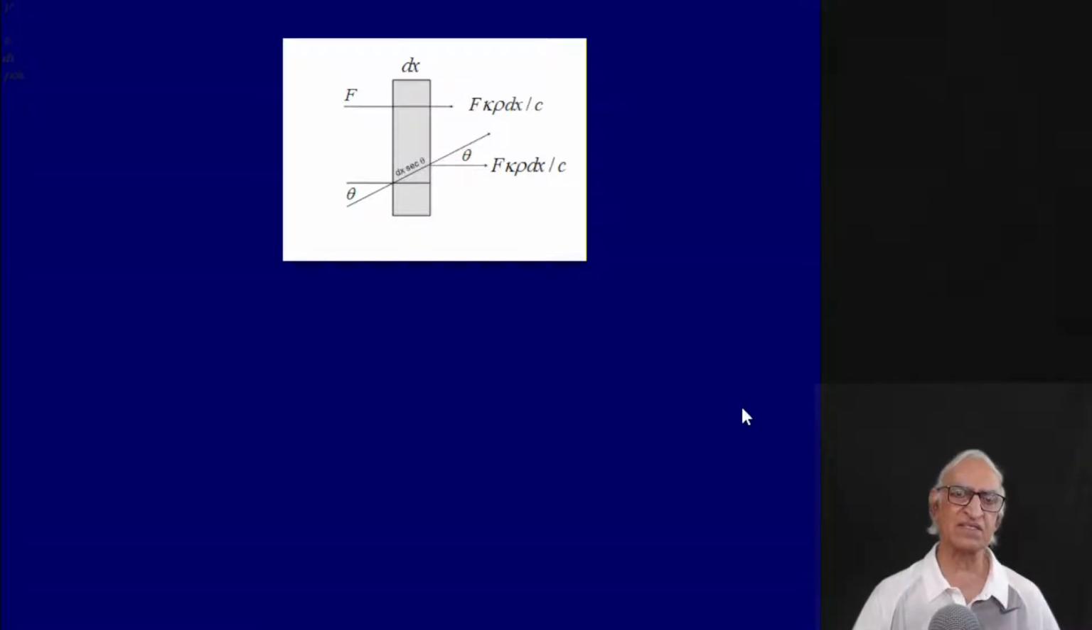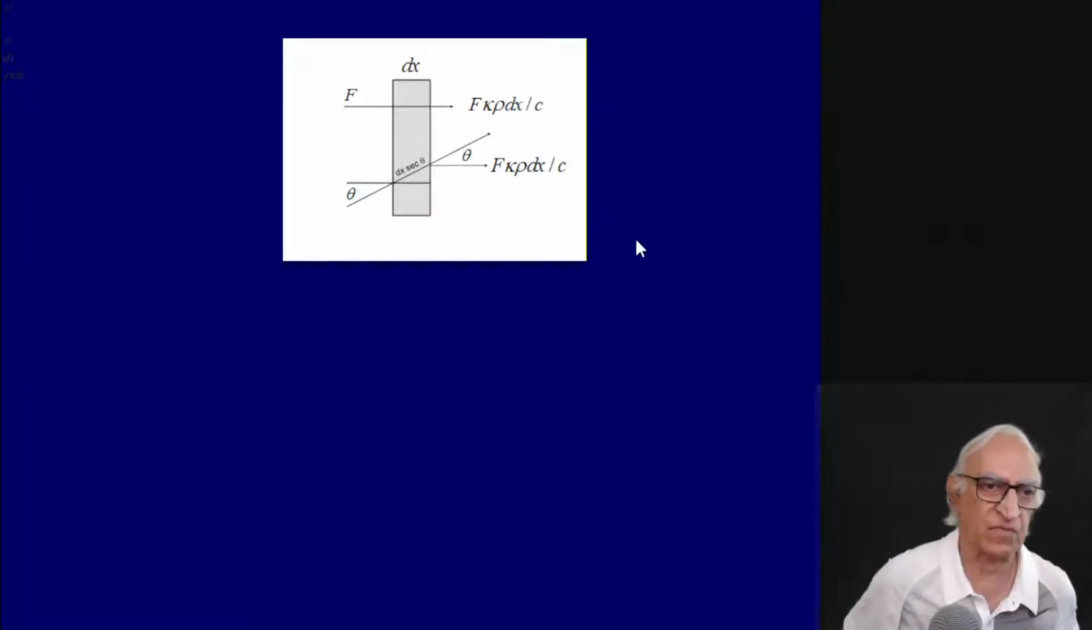Now, let us consider what this flux of radiation does to the slab. So here I am considering radiation from the left, whose flux is F. Flux is energy per unit area per unit time. And that is incident on a unit area whose thickness is dx, and x is this direction.